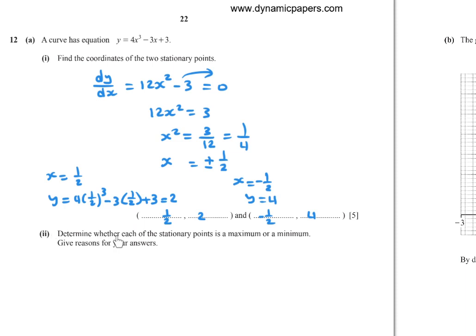Double I, determine whether each of the stationary points is a maximum or a minimum. Give reason for your answer. To find the nature of the point, find the second derivative. The second derivative, d squared y over dx squared. The derivative of the derivative. This is the derivative, so we need to find its derivative. So 2 times 12 is 24, so 24x. This is the second derivative.